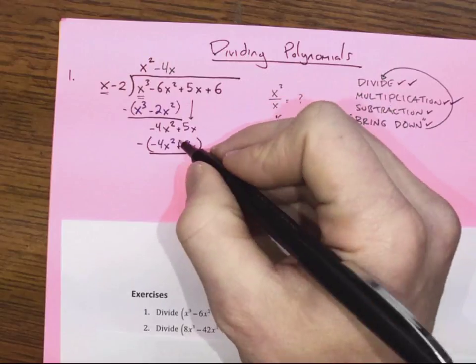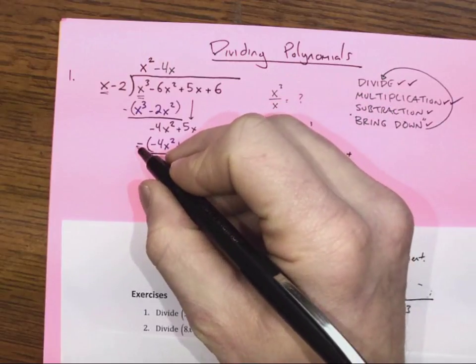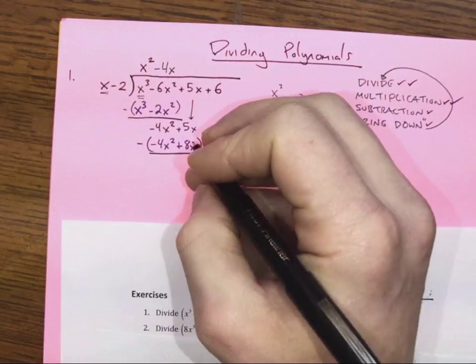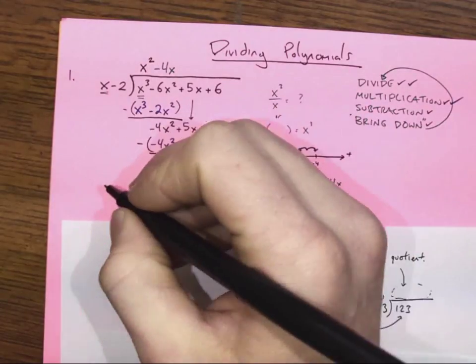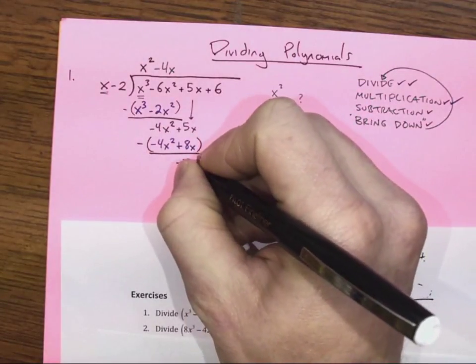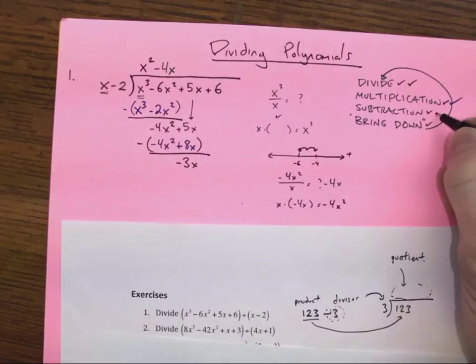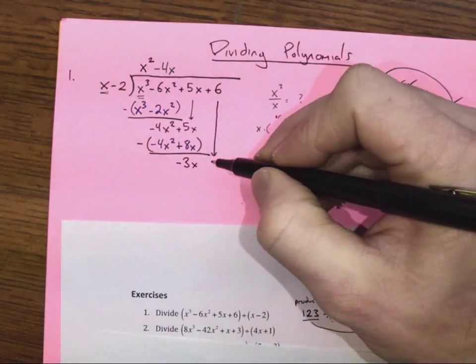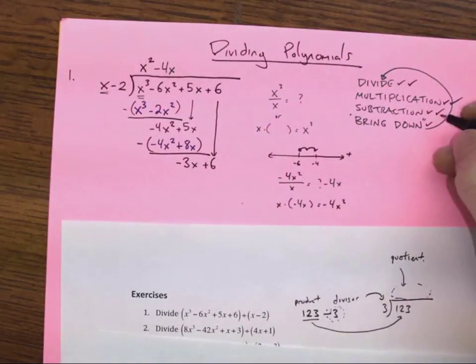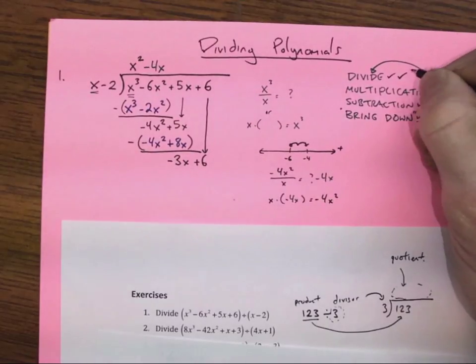Thank you. And 5x, take away 8x. That's going to be simply just moving down in the negative direction of the number line to take us to negative 3x. Subtraction done, we're going to bring down positive 6. And now we move back up to the top again.